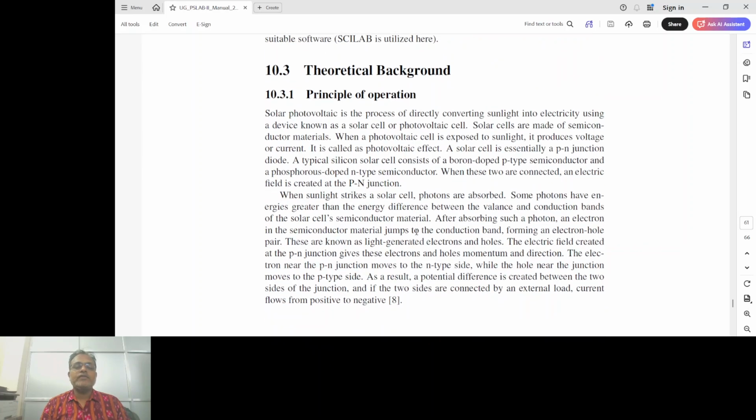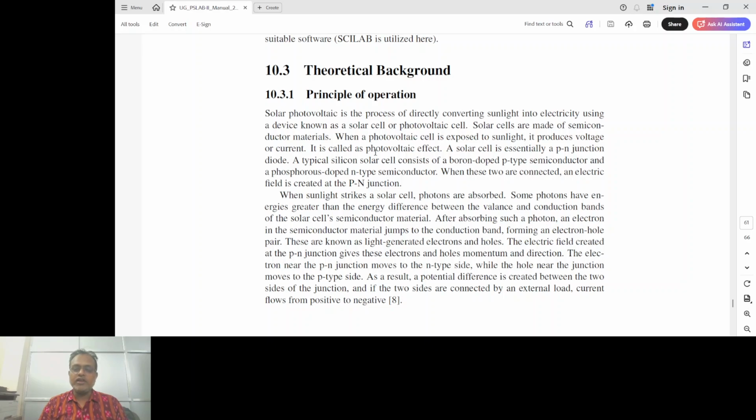First, we will discuss the theoretical background. So, what is a solar cell? Solar photovoltaic is the process of directly converting sunlight into electricity using a device known as a solar cell or photovoltaic cell. Solar cells are made of semiconductor materials. When a photovoltaic cell is exposed to sunlight, it produces voltage or current, and this is known as the photovoltaic effect.